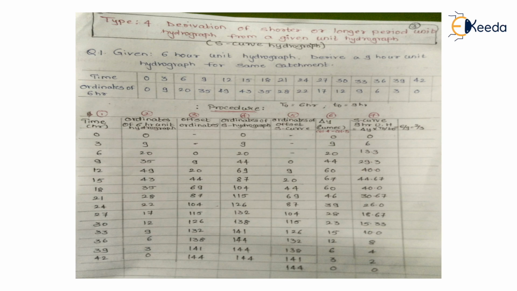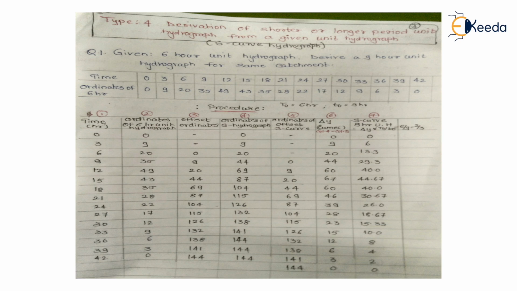After a certain time, at the 42-hour time interval, the value of the ordinates remains constant. So here we have successfully included the offsetting and shifting principle for finding the S-curve hydrograph. If you have done this process successfully, the next process is very easy. This third column is very important: by which time you have to lag the ordinates. You just have to read the numerical carefully and decide this.